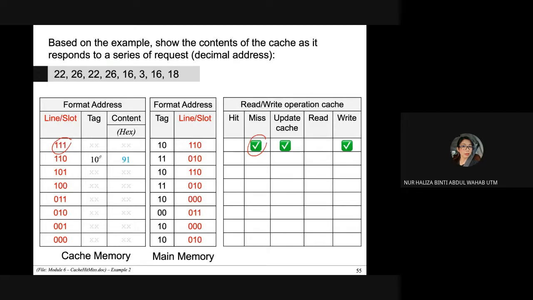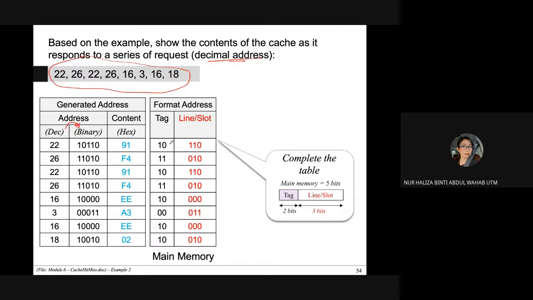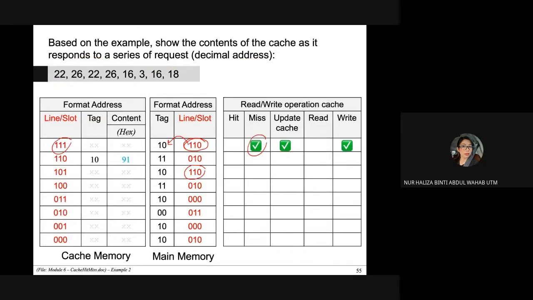Second, 110. So you're going to see 110. Okay, that's 2. Then you're going to see the tag. The content is in hexa. 110 is hexadecimal. Over here it's already given, okay? So you see the content is in hexadecimal. So the tag is here. So that's why you will put it here.